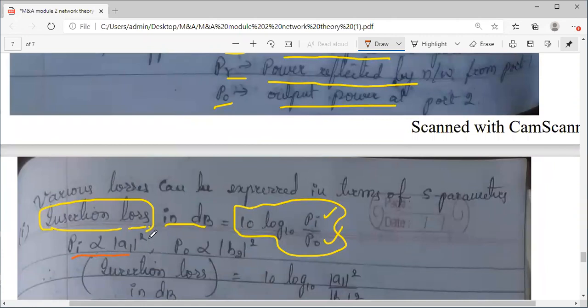Pi is directly proportional to A1. I have taken the square because power and voltages are connected. They are like P equals V square by R, or P equals VI. If you convert I as V by R, it will be V square. So voltage square will be your power. That's why I have taken the square.